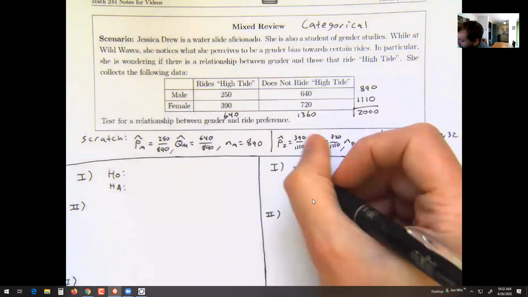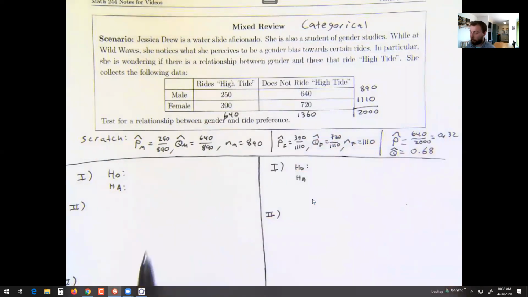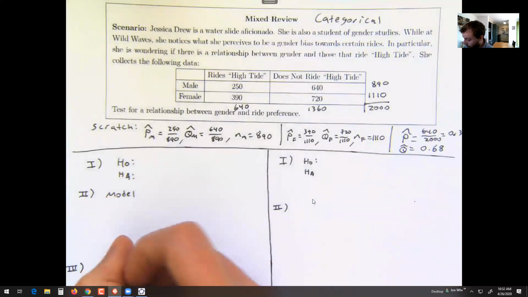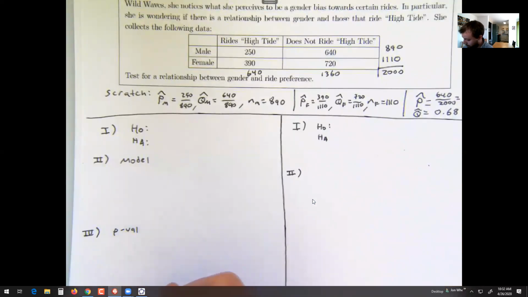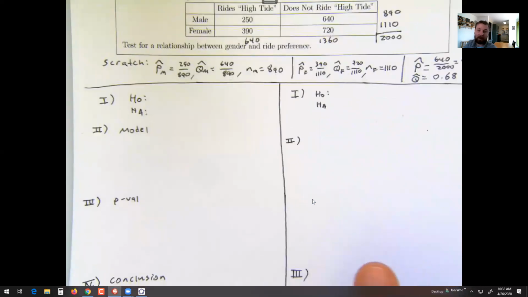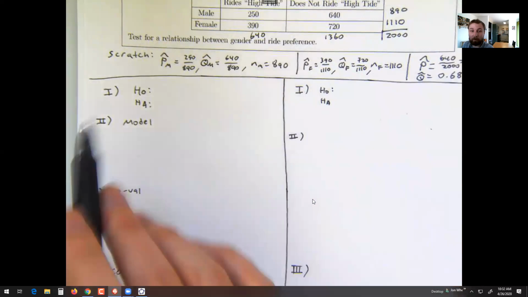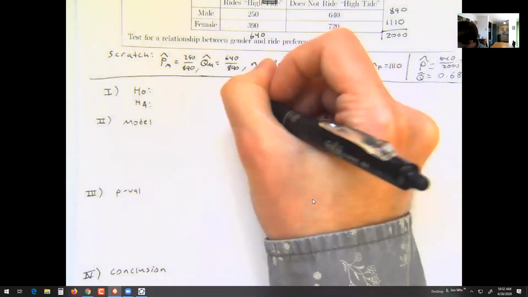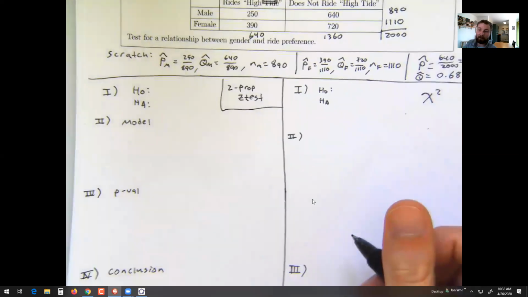I'm going to do a hypothesis test, which has the same 4 steps every time: null and alternative hypothesis, model, p-value, and conclusion. The two ways I have of analyzing this categorical data with multiple variables is I could do something called a 2-proportion Z-test, or my other way of looking at this is going to be using the chi-squared model.